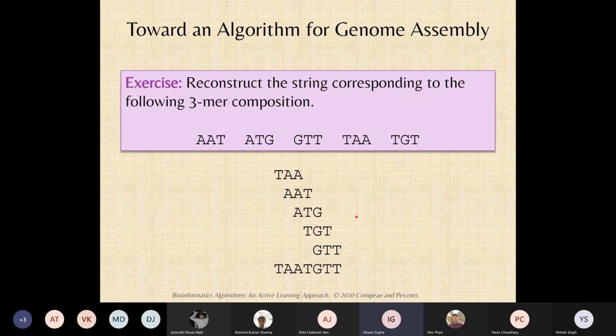So let's try. This is how it looks. You have TAA, you have AAT here, so you put it like this. Then you have ATG here, so this overlaps this. Then you have to look for a TG. So TG is here, so this is TGT, and then you have a GTD, right? So this is the three-word composition. So the three-word composition of this text is equivalent to these following k-mers, right? Is that clear? Yes, sir.